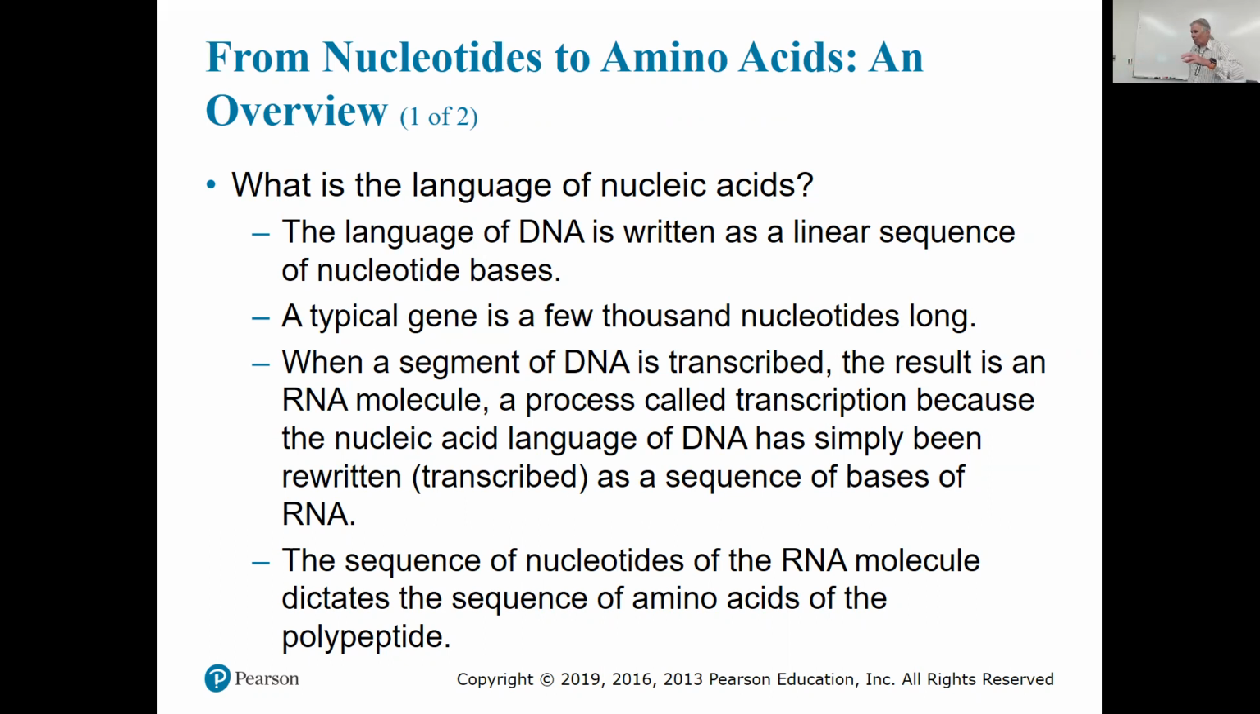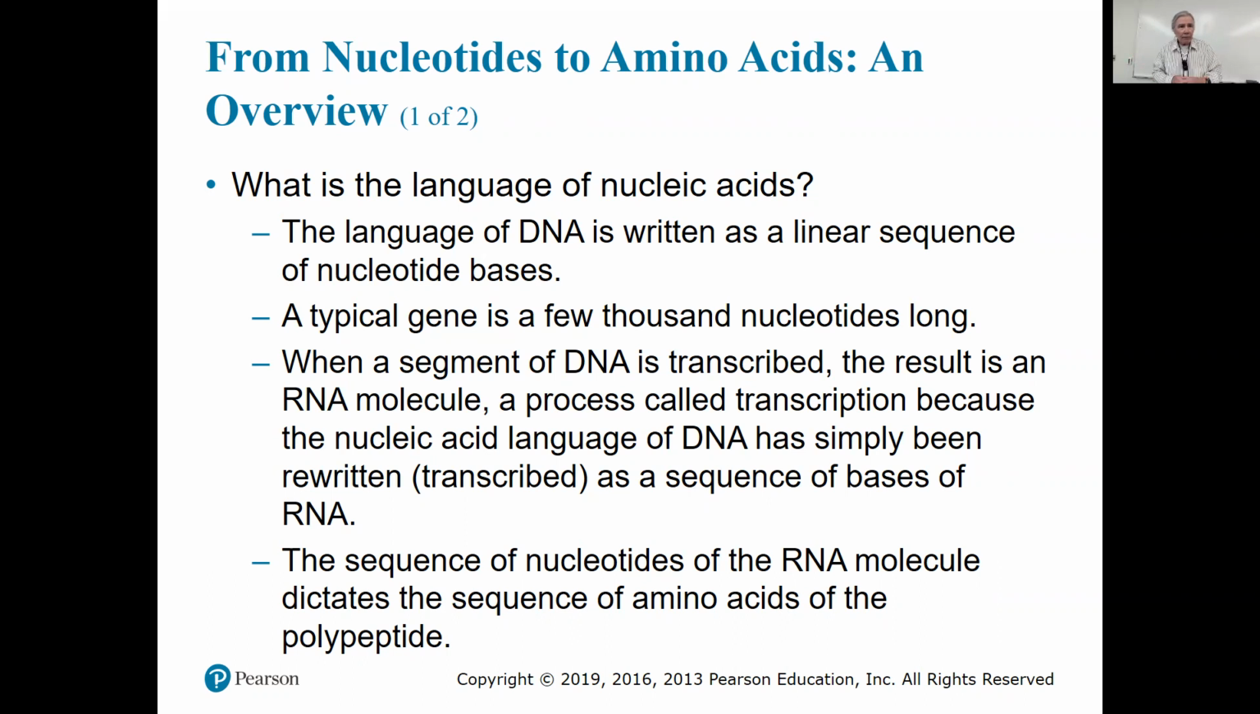When a segment of DNA is transcribed, the result is an RNA molecule. The process is called transcription because you've just copied. Well, it's a complementary copy of one strand of DNA. Complementary means it's the other nucleotide. So if on the coding strand is a T, on the complementary strand is an A. If on the coding strand is a G, the complementary strand is a C.